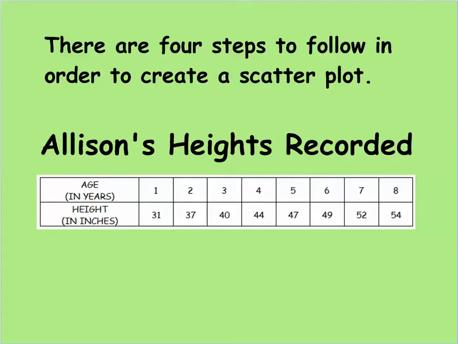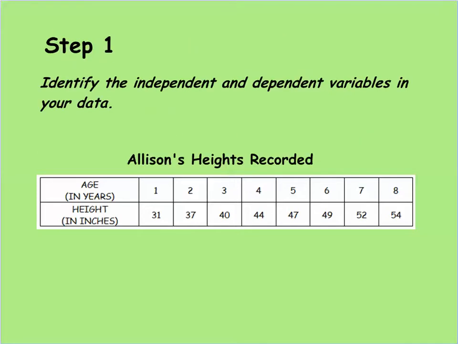We are going to create a scatter plot where the data pairs represent Allison's age and Allison's height. And here is our data set. The first step in this process is to identify the independent and dependent variables.